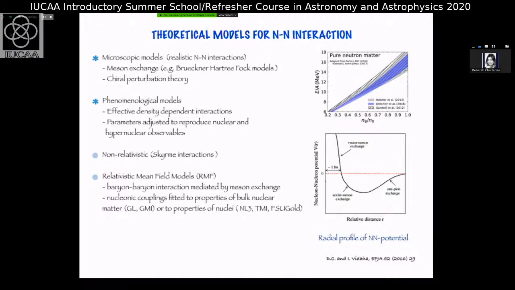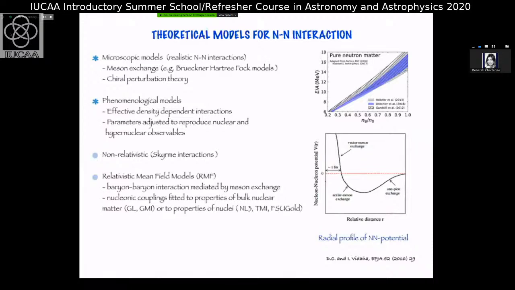There are different theoretical models for describing the nucleon-nucleon interaction, and there are large uncertainties and discrepancies between them. There are two main classes. One is called the ab initio models, of microscopic origin. They start from realistic nucleon-nucleon interactions, and depending on the mechanism with which the interaction is generated, there are different types, like meson exchange models, such as Brueckner-Hartree-Fock models, where a mean field due to the background nucleons is assumed, and then the free nucleon is assumed to interact with this mean field.